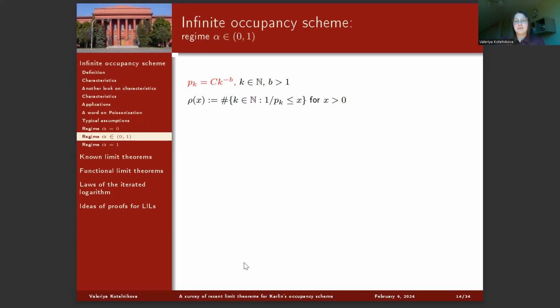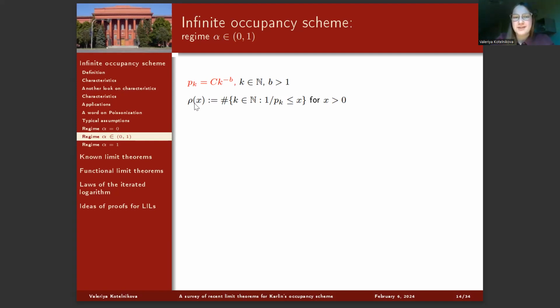To give an example when alpha is from the open interval from 0 to 1, we can go to the distribution which is called the discrete Pareto distribution. Here, psi is just a normalizing constant, which guarantees that all pk's sum up to 1. And in order for the sum of pk's to be convergent, you need to assume that beta is more than 1.